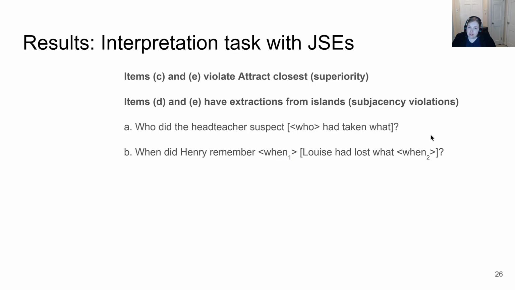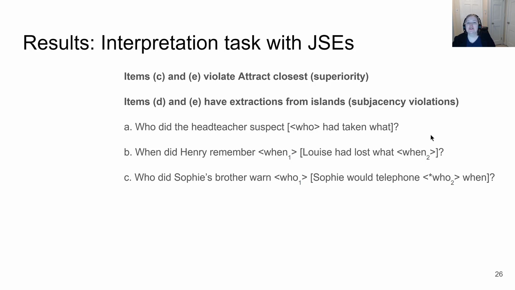So if I went 50-50, in this case, remember they're choosing all of the ones that are good, so I should accept both 100%. Now C, if you look above, mentions should violate attract closest, aka violate superiority. This is what we saw before. Who did Sophie's brother warn Sophie would telephone when? And here, the who should have matrix scope, but not embedded scope because it's moved and it's an argument. So as a native speaker, I should say yes 100% of the time to the matrix and 0 to the embedded.